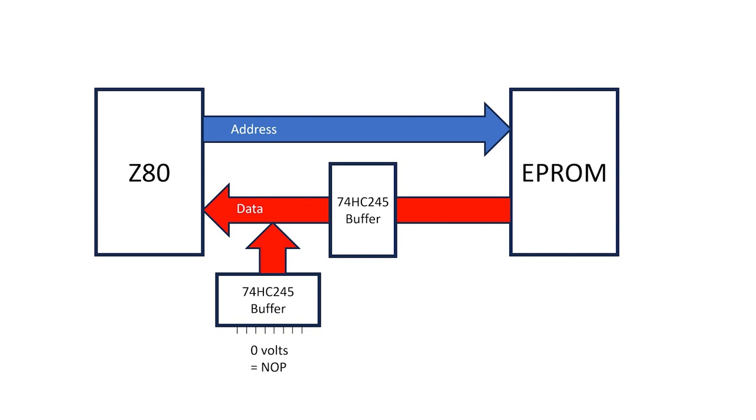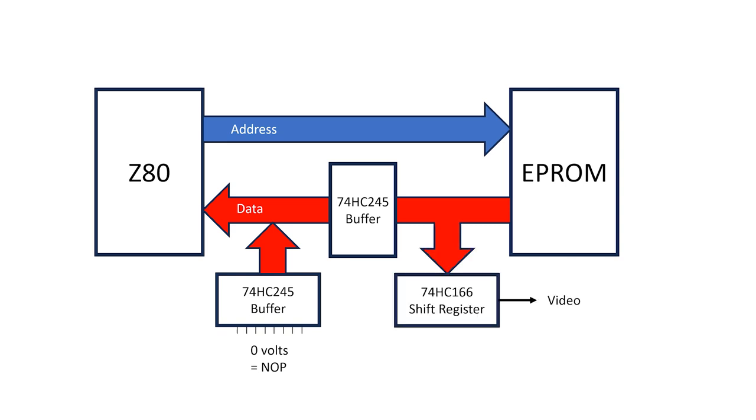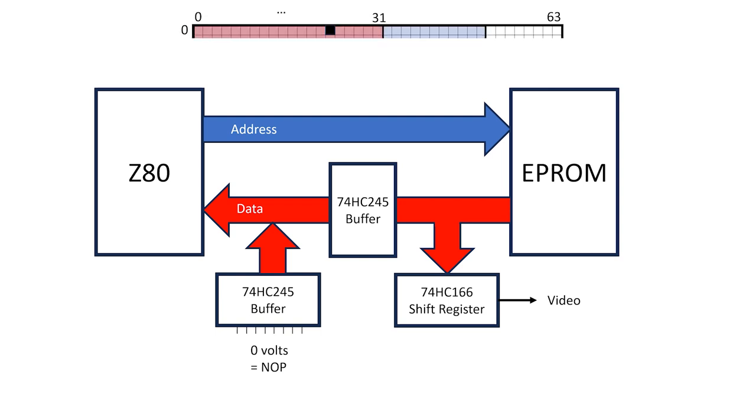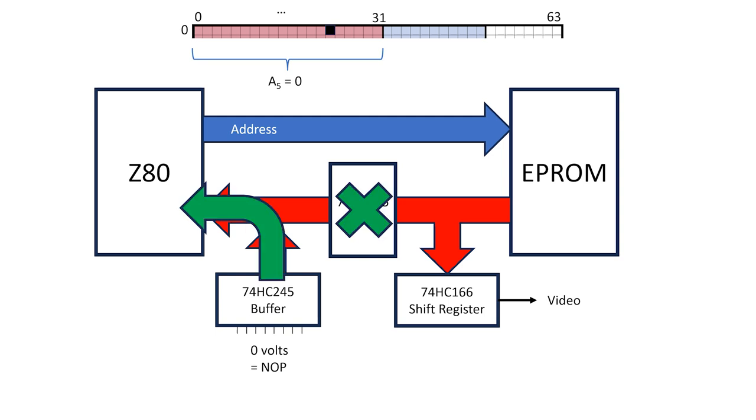Then, on the EEPROM side of our dividing buffer, we put a 74HC166 shift register, where its output then feeds the video circuit. If we superimpose the scan line at the top, then during the first half of the scan line, when A5 will be set to 0, we want the buffer in the middle to disconnect the left and right sides of the data bus, and we want our NOOP generator to push 00 into the Z80. At the same time, we want the image data coming from the EEPROM to go into the shift register.